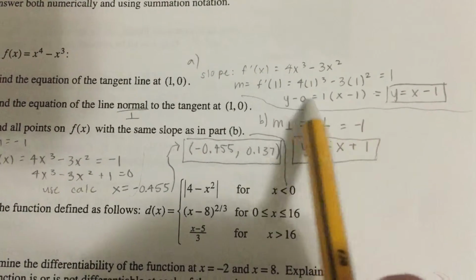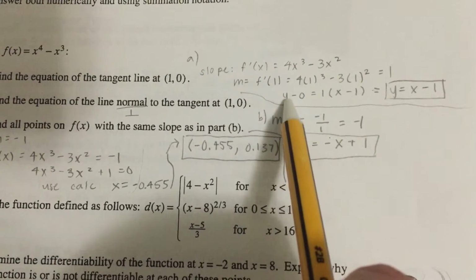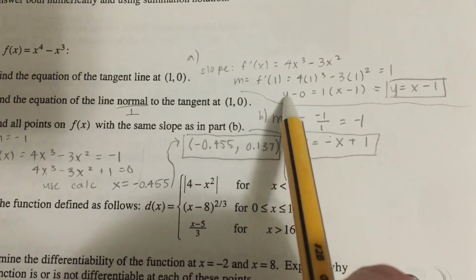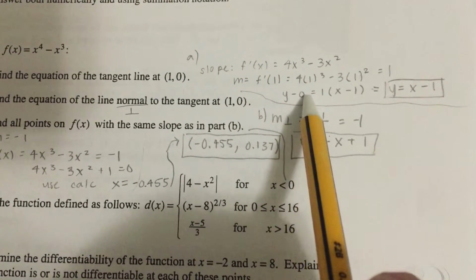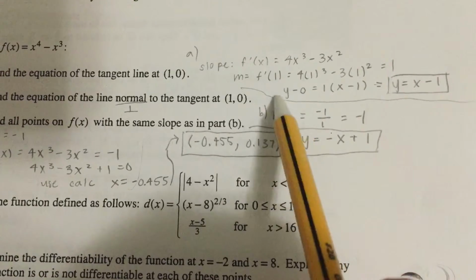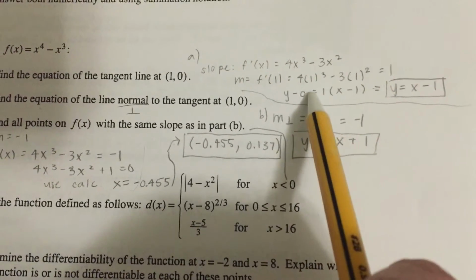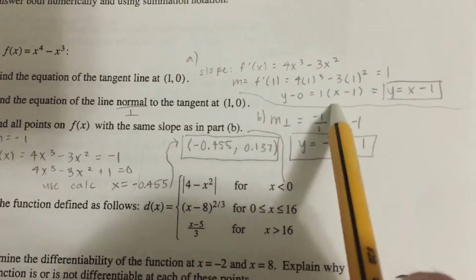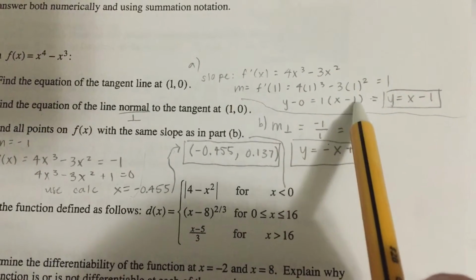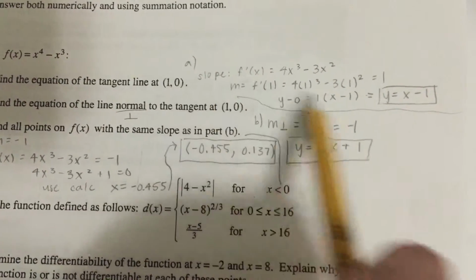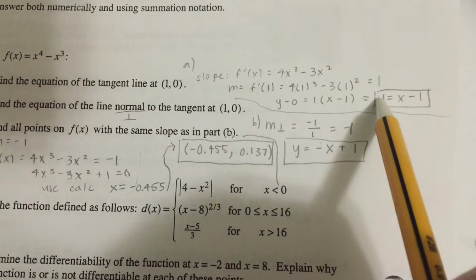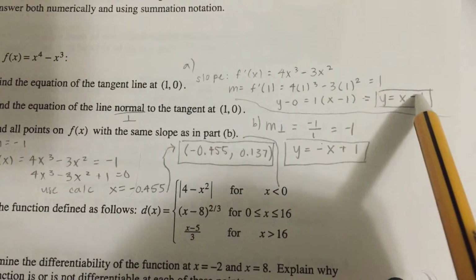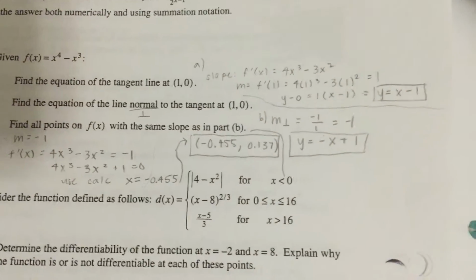So use the point-slope formula. You just plug in 0 for y1. y minus y1, which is 0, equals the slope, which is 1, times x minus x1, which is 1. And that just gives you y equals x minus 1. And that's your answer for A.